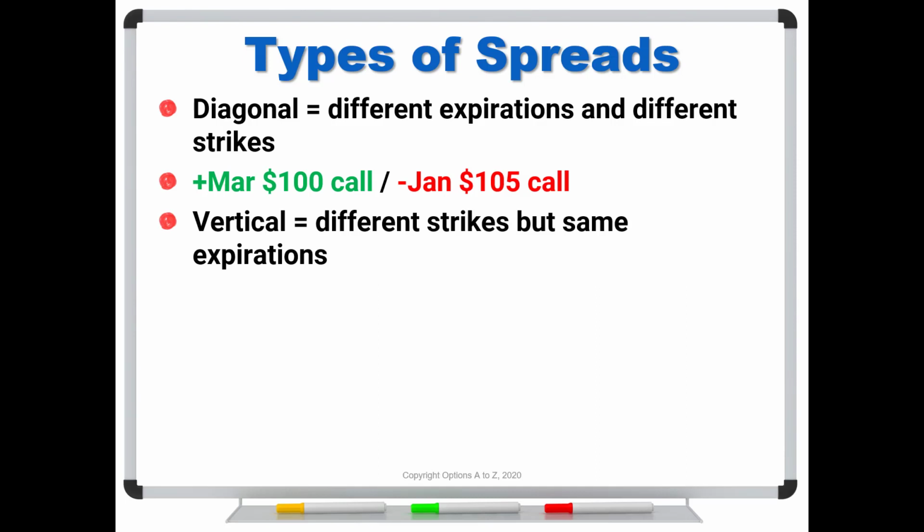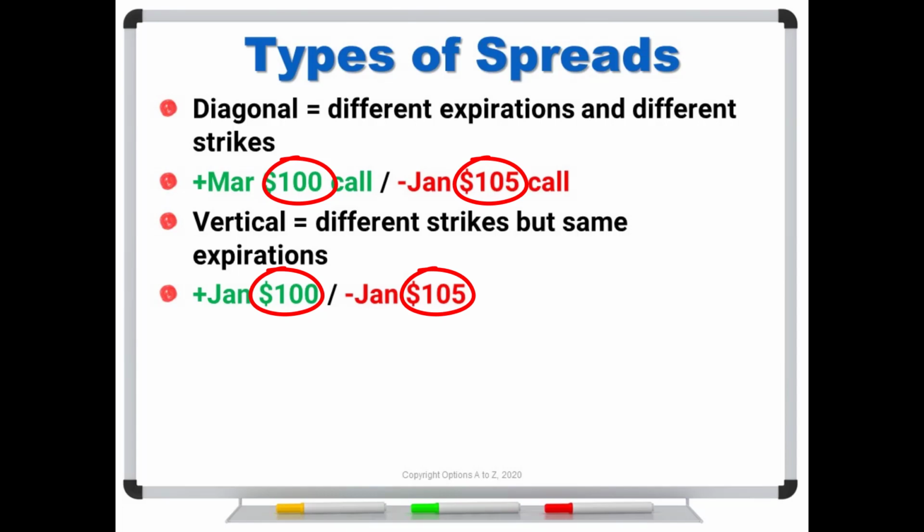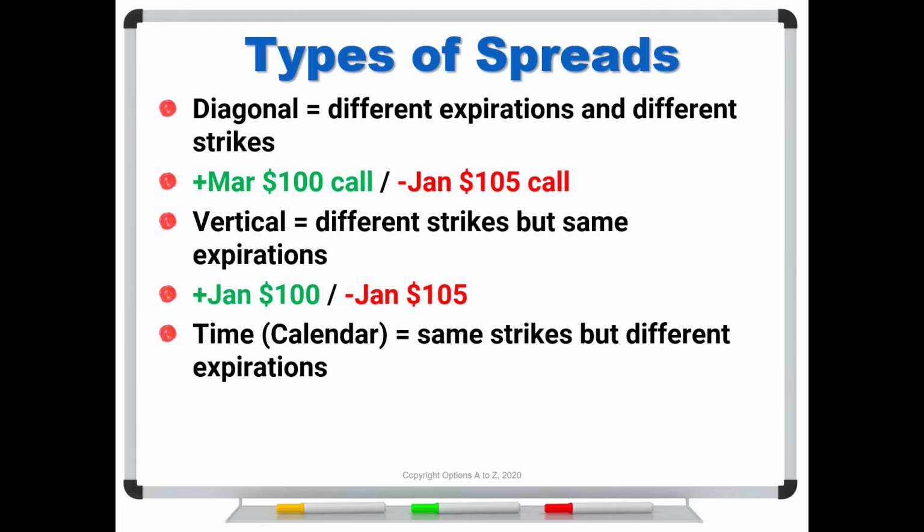A vertical spread means that we have different strikes, but they have the same expirations. So we might buy the January 100 and sell the January 105. So notice that in both cases we're long the 100 and short the 105, but with the diagonal we have different expirations. And the third, again, is the time, or also called a calendar spread, where you will have the same strikes but different expirations. So here we might be long the March 100 and short the January 100. See, now we've got the identical strikes, we're just switching off the expirations.